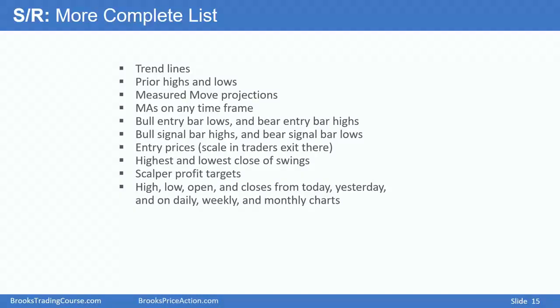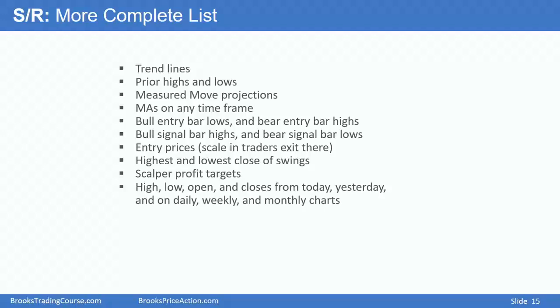In a bull trend, the low of the entry bar is support. In a bear trend, the high of the sell entry bar is resistance. The buy signal bar high, the bear signal bar low. Entry prices, scale-in traders exit at prior entry prices, so that's support or resistance. The highest and lowest close of any swing.